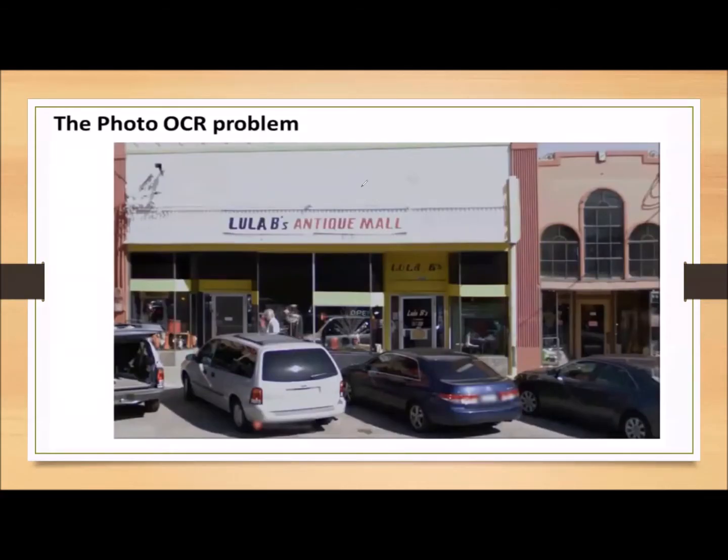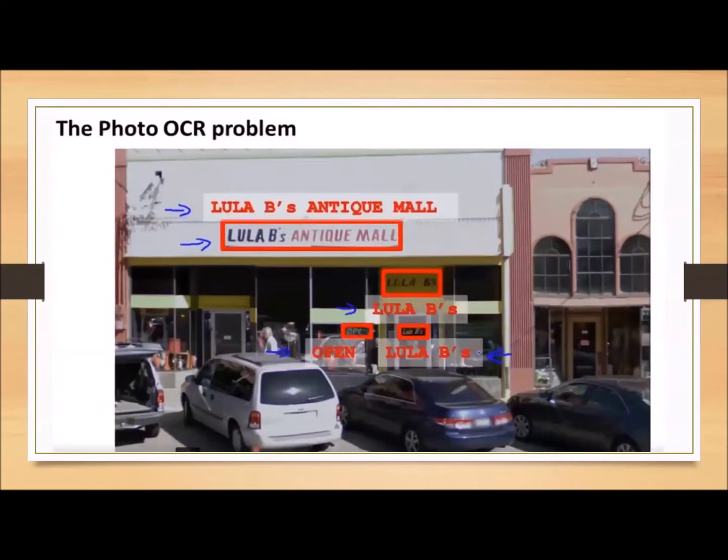Now we are discussing the photo OCR problem, optical character recognition. Whatever letters appear in this photo, we want to recognize. How do we recognize these letters? See here, in this photo, not only are there letters on this box, there are also some letters on the glass. Whatever letters appear in every corner, we have to recognize.